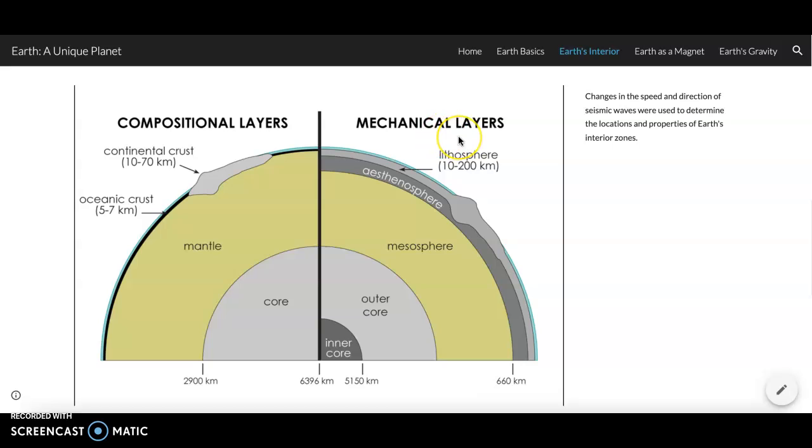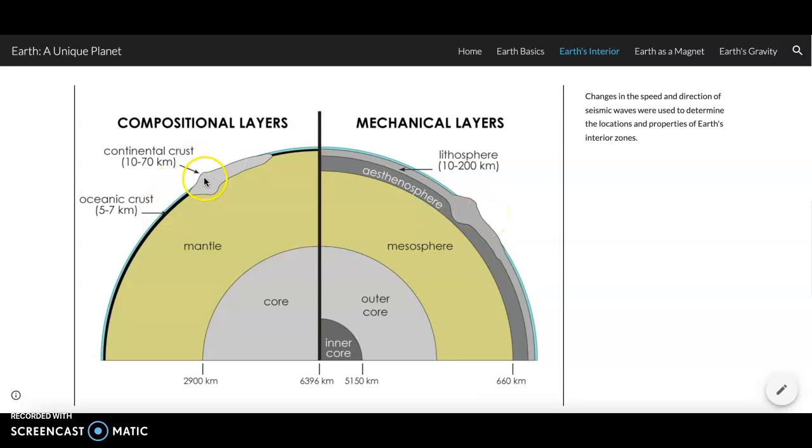However, there's another way to count it. We could count by the way the Earth behaves, like what the mechanical properties are of each of these layers. And if we do that, we get a 5-layer Earth. So let's start at the top. The surface here we call the lithosphere, and litho just means rock. So this is the layer of rock sphere. Rock circle, kind of. And so this is what we walk around on. It's the rocky outer surface.